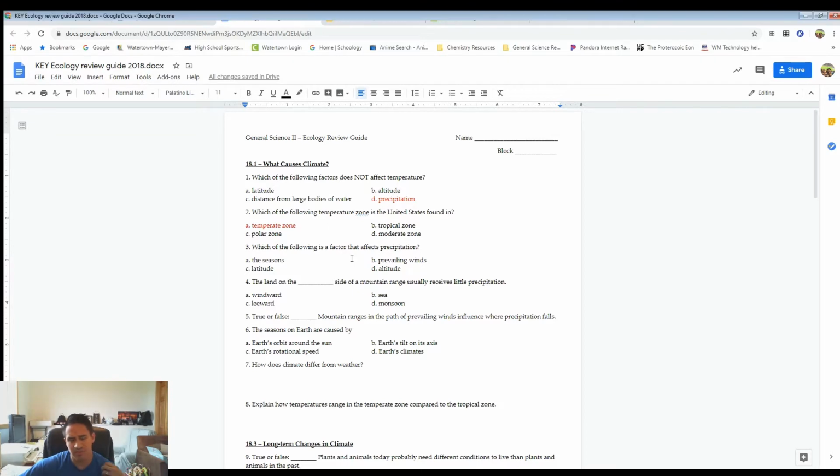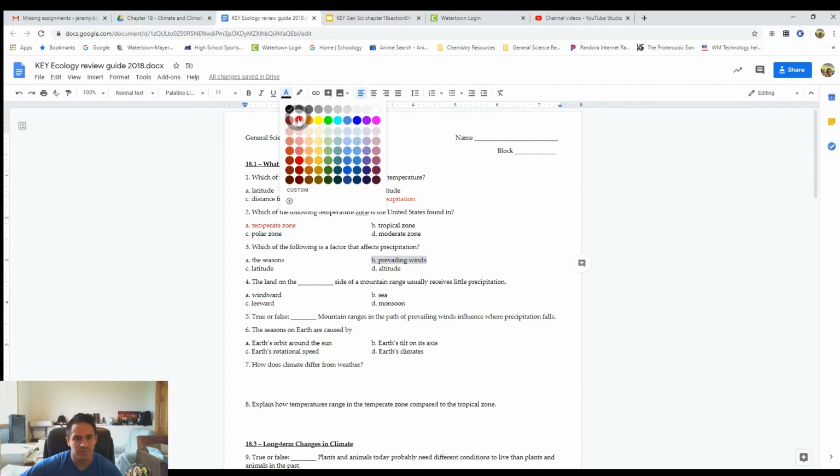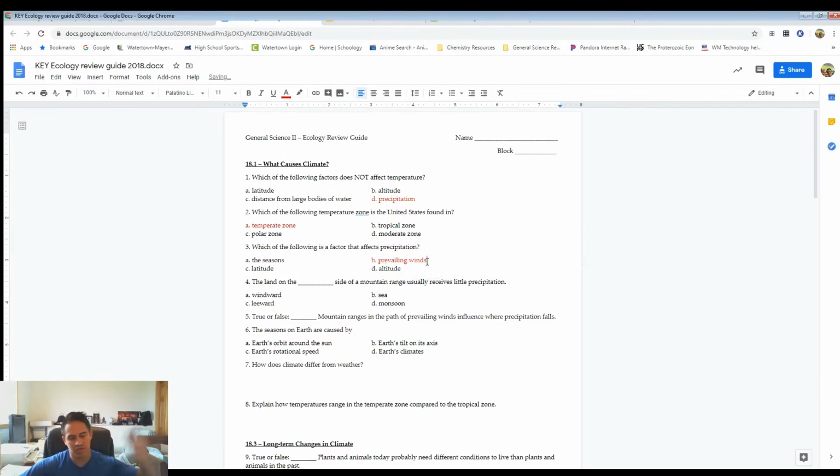So number three, which of the following is a factor that affects precipitation? This is again the amount of rainfall that falls, and this is going to be prevailing winds. Prevailing winds are winds that blow in a certain direction in different areas. These are usually going to carry water with them and then deposit it in certain locations. So that affects the amount of rainfall, or precipitation, that location gets.